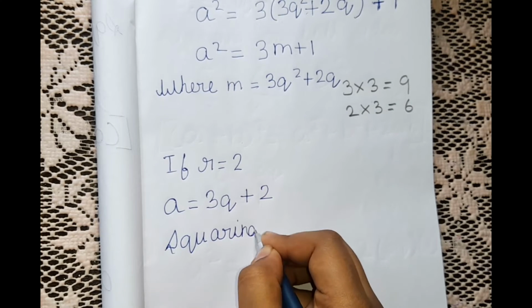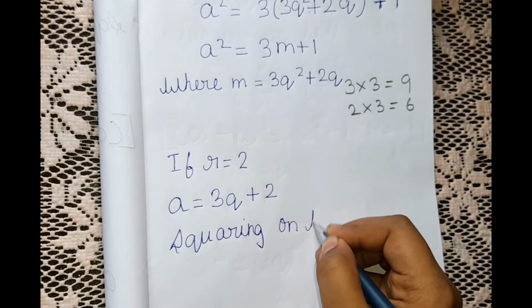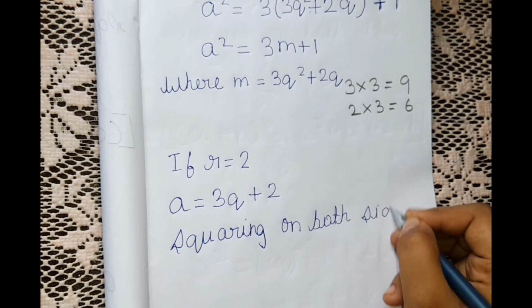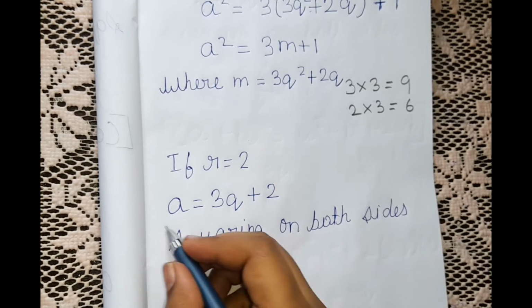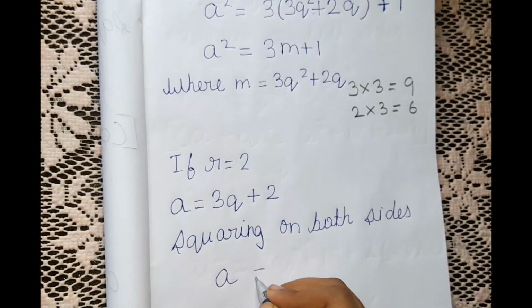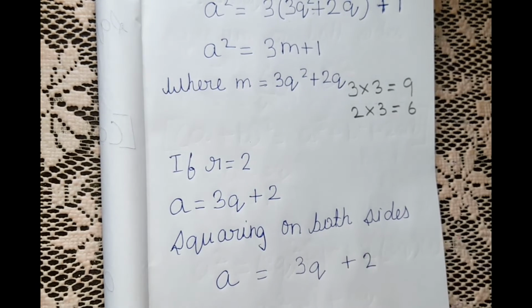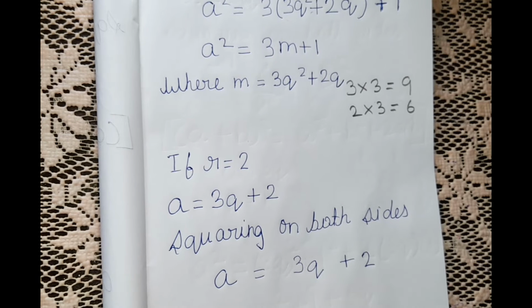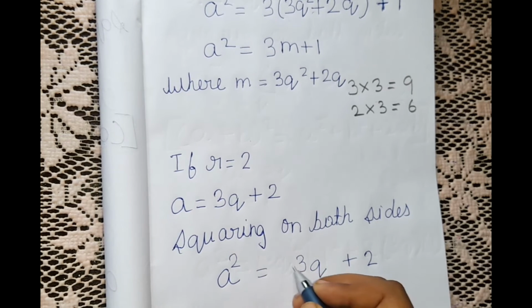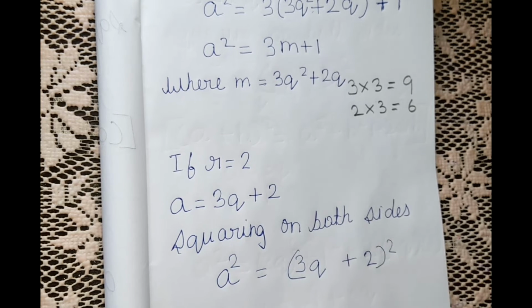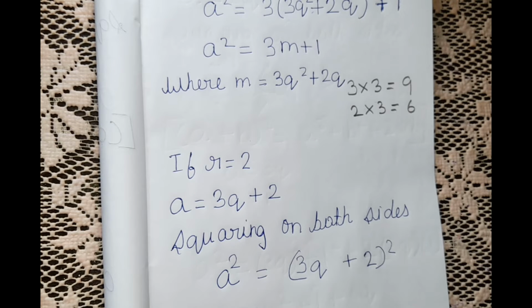So I am writing squaring on both sides. Now I am writing this form, that is a is equal to 3q plus 2. As we are going to be squaring it, I am going to put square. So it is a square and here it is 3q plus 2 the whole square. This also is similar to a formula. Can you guys remember the formula?